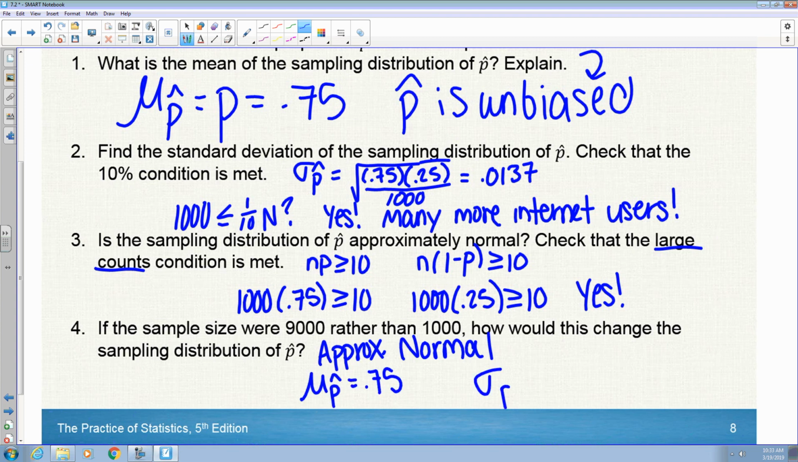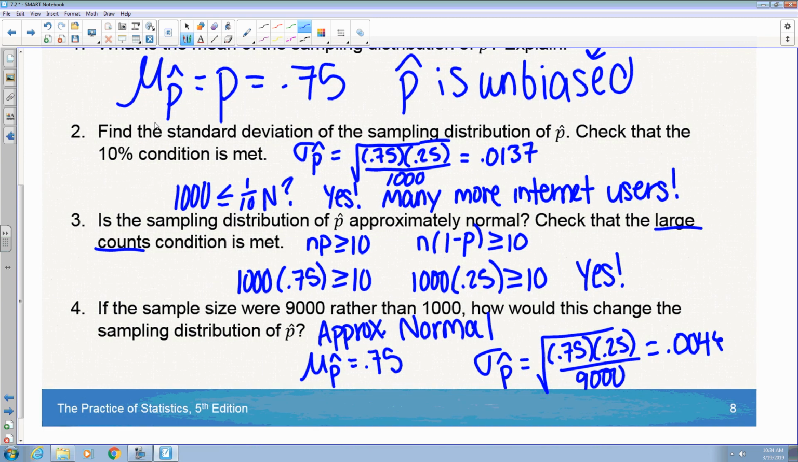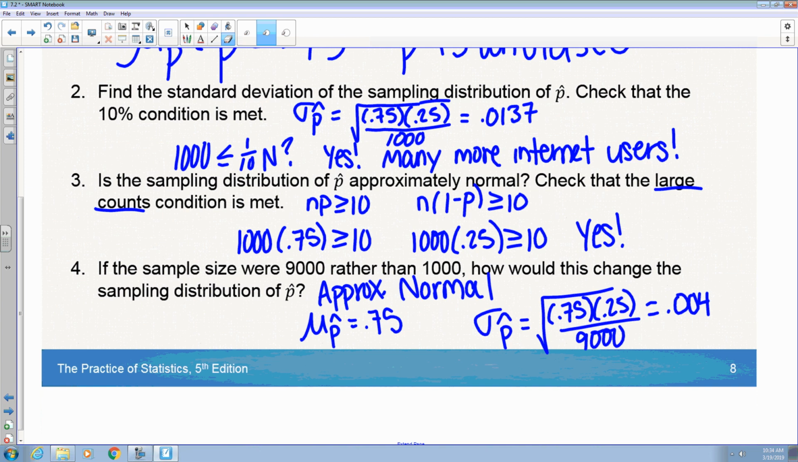The only thing that changes, like I just said, is sigma of p hat, which now, instead of dividing by 1,000 in this equation, is going to be dividing by 9,000. When I calculate that out, it is 0.0046. So it makes the standard deviation smaller and makes the sampling distribution more normal, more condensed.